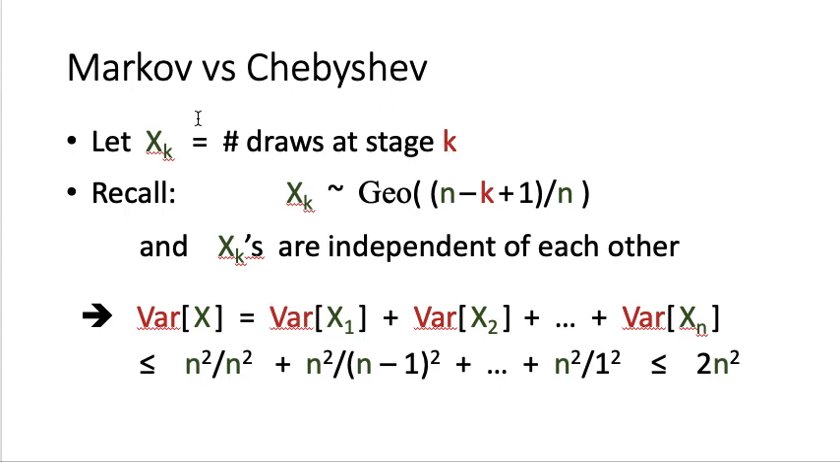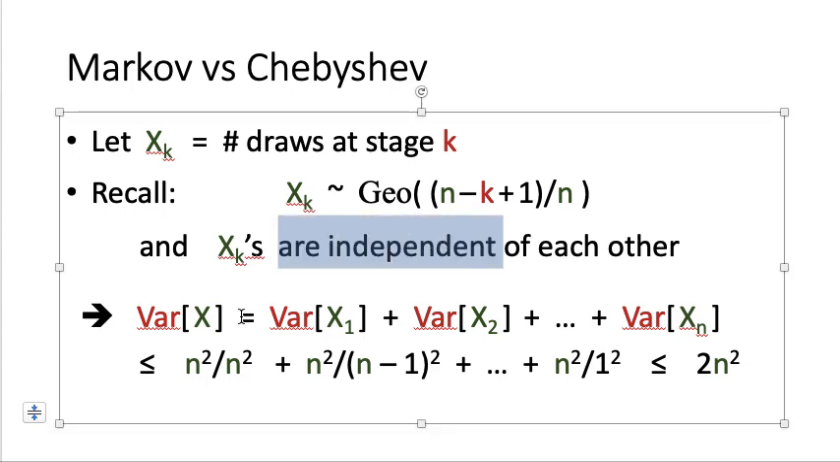So this is the X_k that we have defined before, and recall that every one of them is a geometric random variable, with a known parameter, something like this. And all these X_k's are independent of each other. Now, because of the independence, we have linearity of variance. So the variance of X is equal to the variance of X_1 plus the variance of X_2 plus the variance of X_3, and so on and so forth.